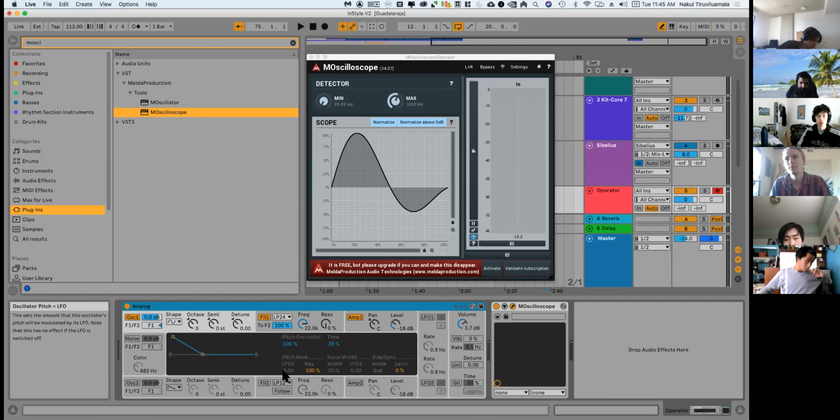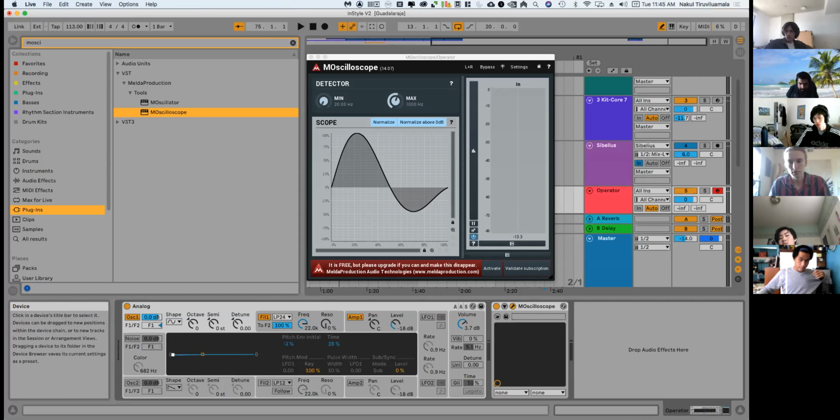So for pitch mod, what does this mean? We're basically trying to modulate the pitch. But aren't we already doing that here? We are modulating the pitch here, aren't we? Right? We're changing the pitch over time. That's modulation. But what does this mean? This means that it's basically a dry-wet control for the LFO.